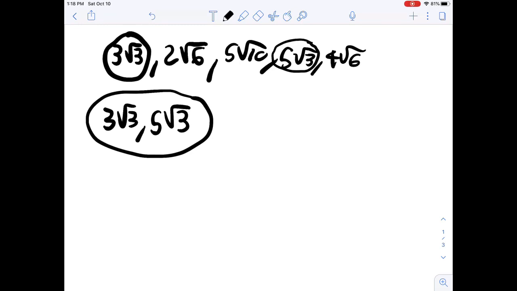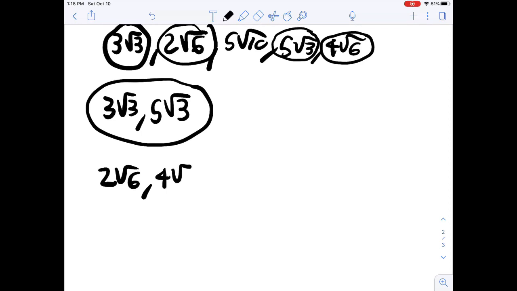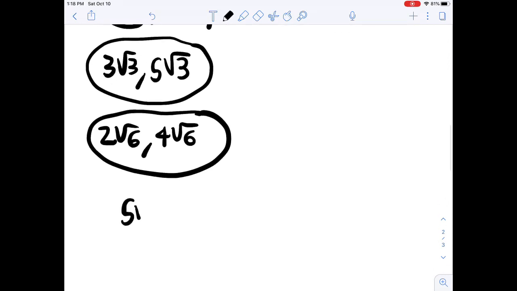Now let's look at the rest. We have 2 times the square root of 6, 5 times the square root of 10, and 4 times the square root of 6. 2 times the square root of 6 and 4 times the square root of 6 have the same radicand for the radical part, and that's 6. So these two are like radicals. And then 5 times the square root of 10 is just by itself.